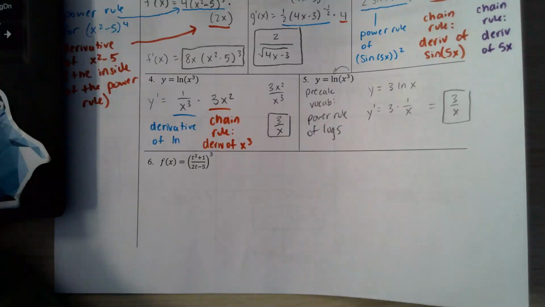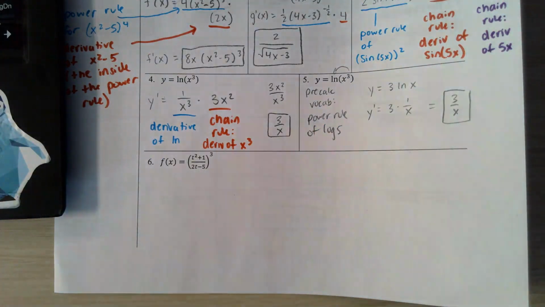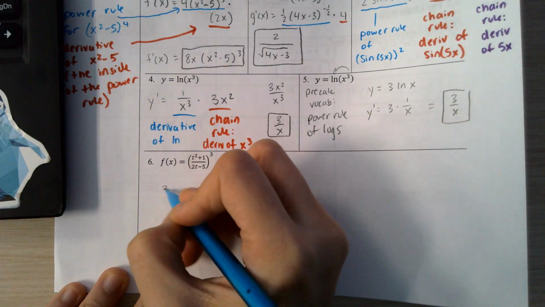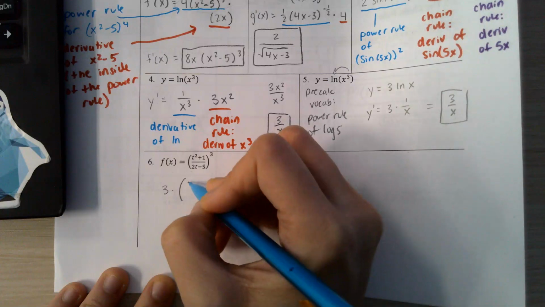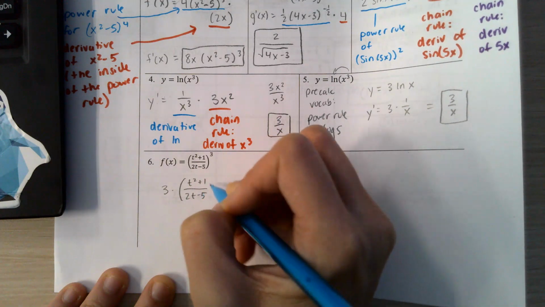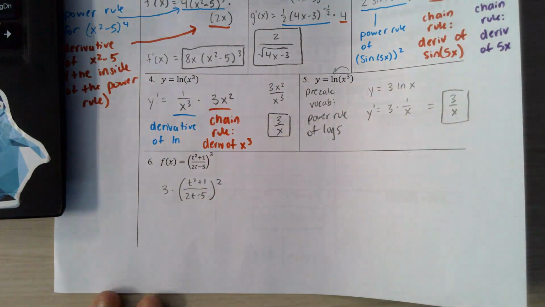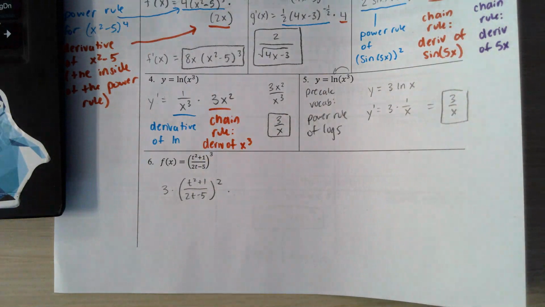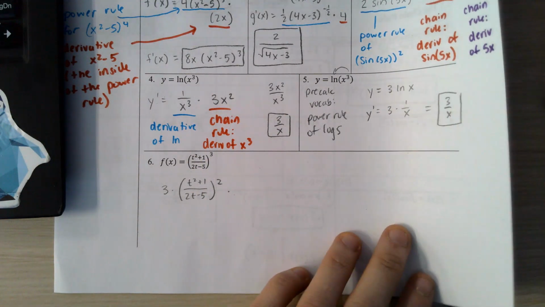Okay. All right, so this next one, we can see that there's a quotient, so there's going to be a quotient rule. So the first part of this, we're going to do our power rule. So we have 3 times the quantity t squared plus 1 over 2t minus 5 to the power of 2. That's just your normal power rule, and then we need the derivative of this chunk inside. So we're going to do our quotient rule.